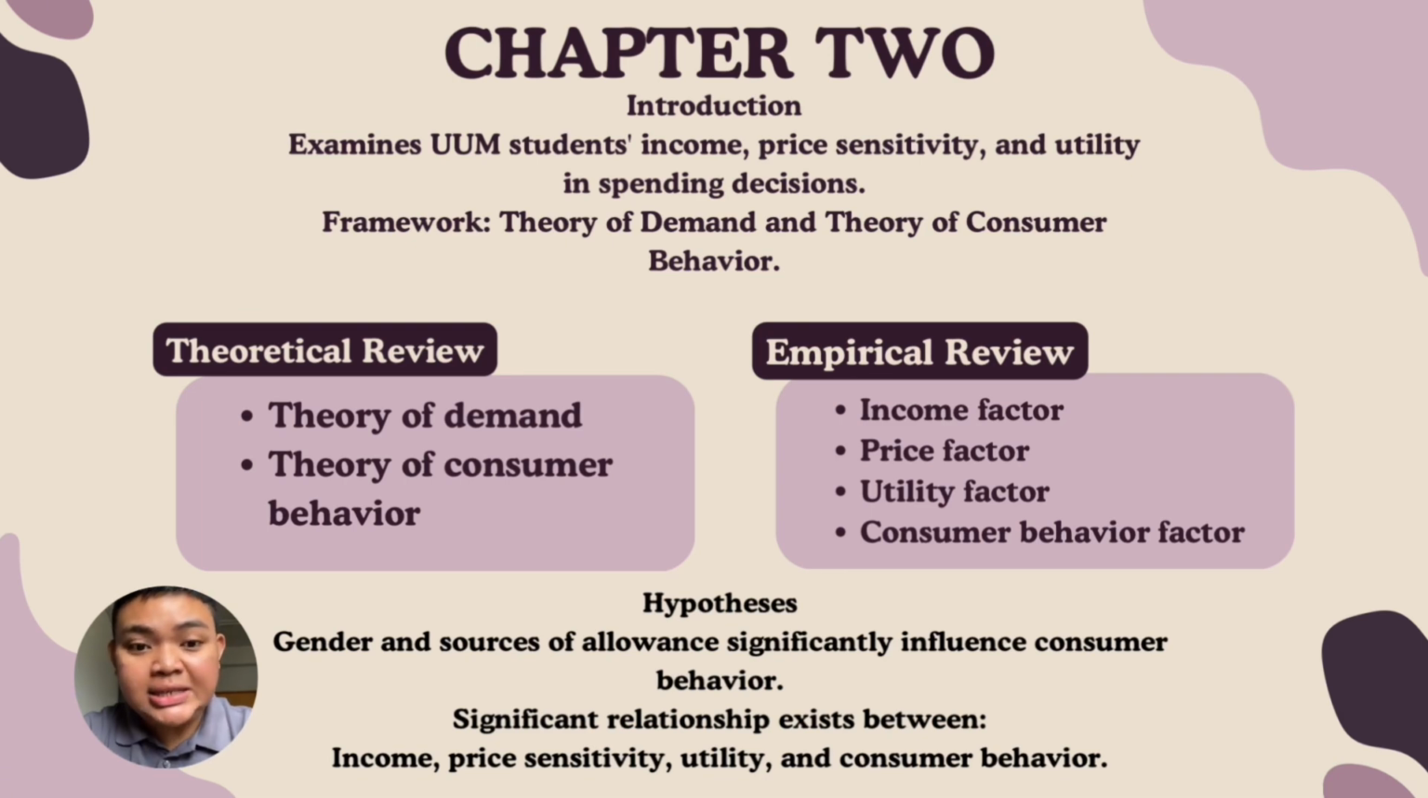The first one is income. Many rely on allowance, loans, and part-time jobs. Regular income helps with budgeting, while irregular income creates challenges. Next is price. Students are highly sensitive to price changes, often seeking discount or cost-saving options. The third one is utility. Students aim to maximize satisfaction by balancing essential and non-essential spending.